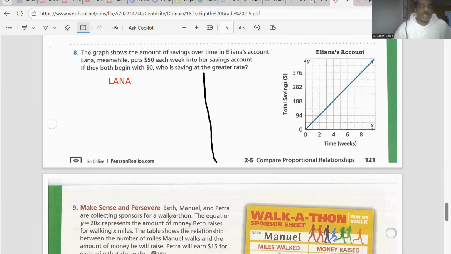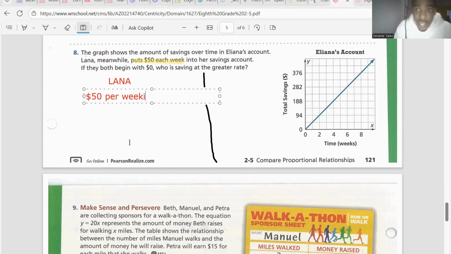All right, good people. So with this one, first thing, for Lena, it tells us a description of how much she pays. So we don't even have to necessarily do any math for this one because they give us exactly her unit rate, which is $50 per week. Now for Eliana's, remember there are a couple of different things you can do to identify your unit rate in the graph. What is my y when my x is 1? So if I go over 1 and I go up 1, it's here.